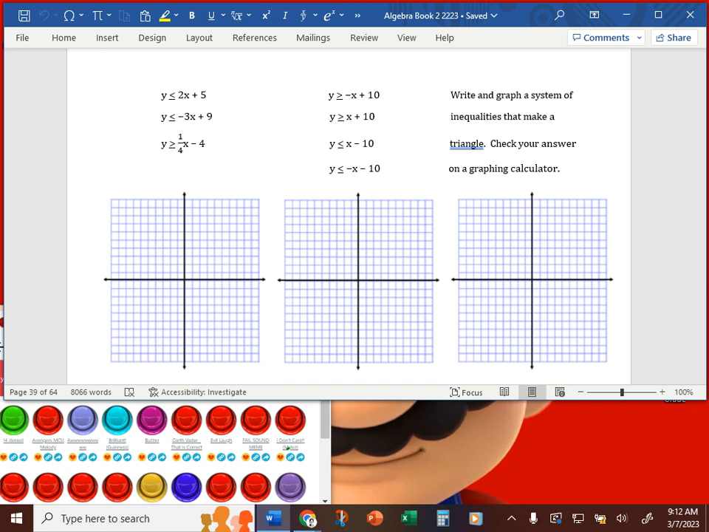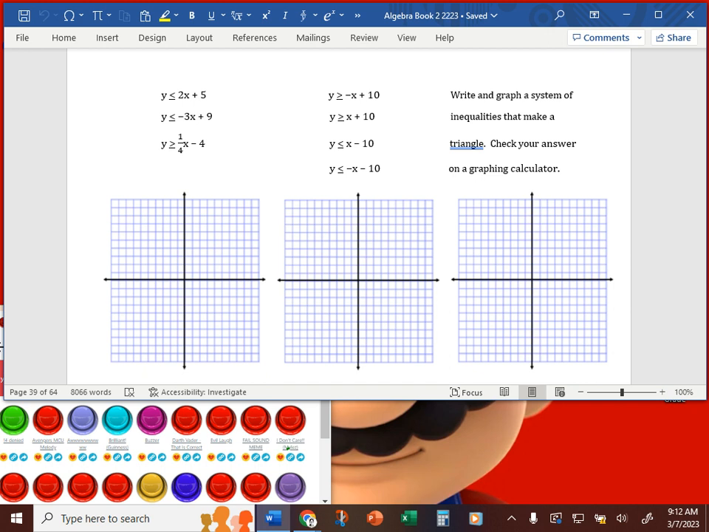Solving a system of inequalities with more than two inequalities is much easier than solving a system of equations with more than two equations. We talked about that: you need x, y, z, three variables, and it's a much longer process. Solving inequalities, you're still graphing each of them, and you're looking for where all the shaded regions overlap.